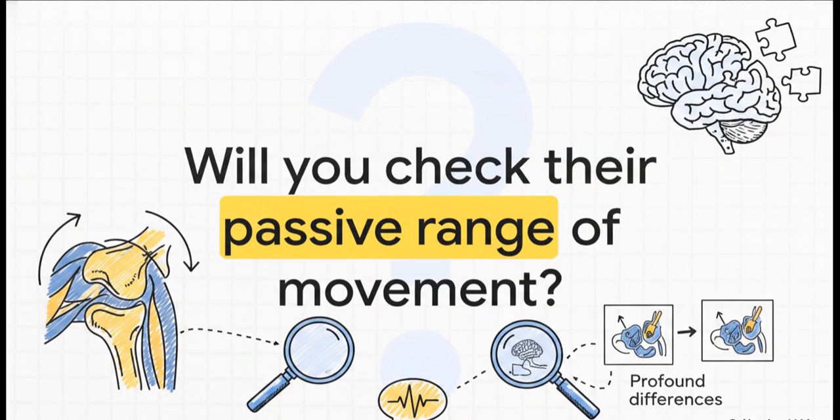By walking through these 3 simple but incredibly effective steps, what initially looks like an impossible guessing game becomes a clear, logical deduction. The clinical differences are profound once you break them down. So I'll leave you with this provocative thought. The next time someone casually mentions shoulder pain, will you know to check their passive range of movement?